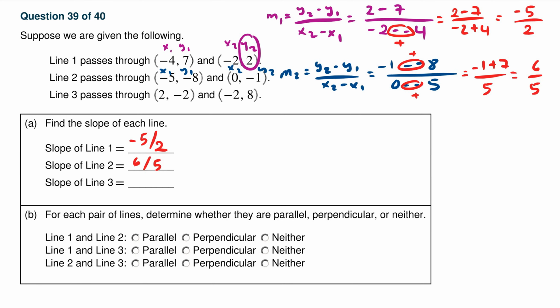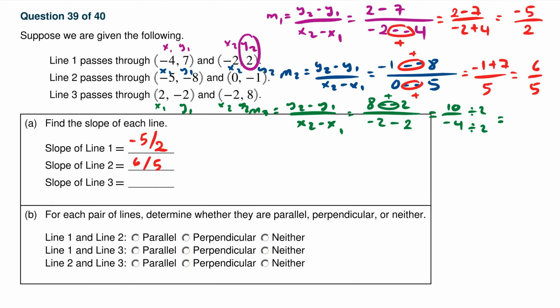Alright. Line 3. M3 equals y2 minus y1 over x2 minus x1. So x1, y1, x2, y2. That will be 8 minus 2 over negative 2 minus 2. So this turns into a plus, and that gives me 10 over negative 4. If we reduce it by 2, that will give you negative 5 over 2.